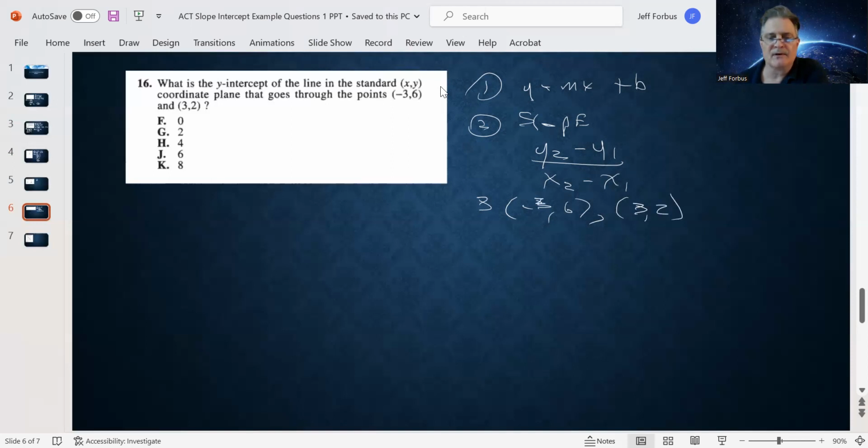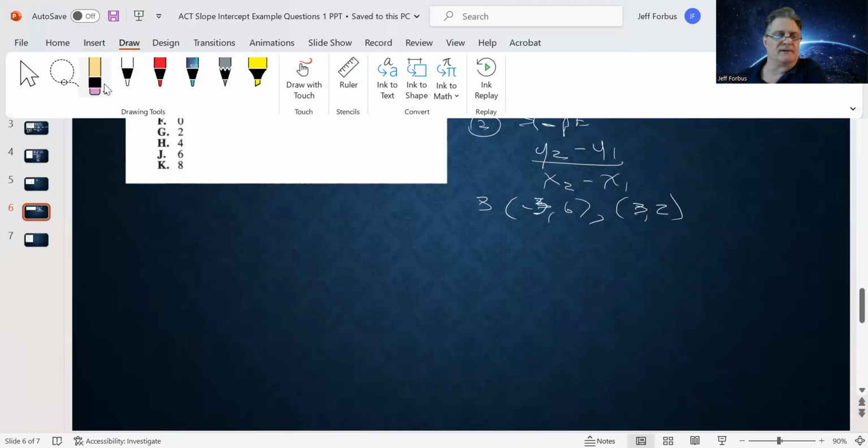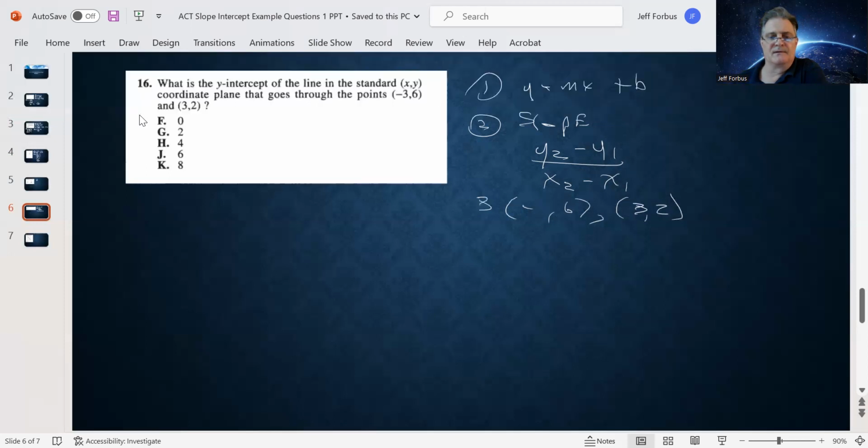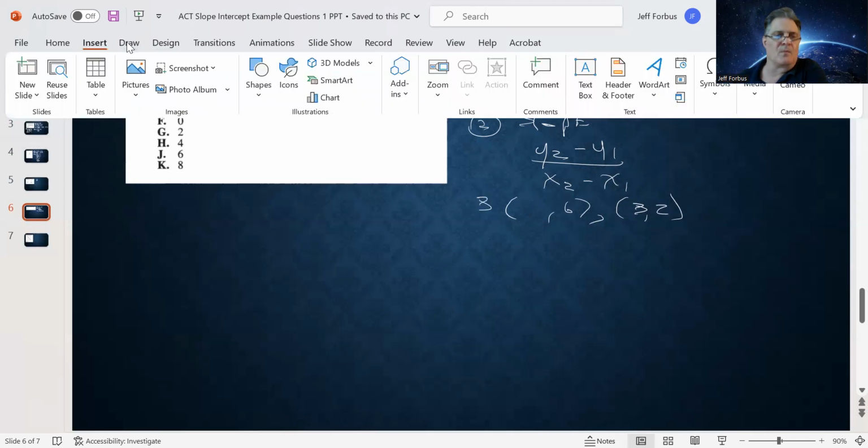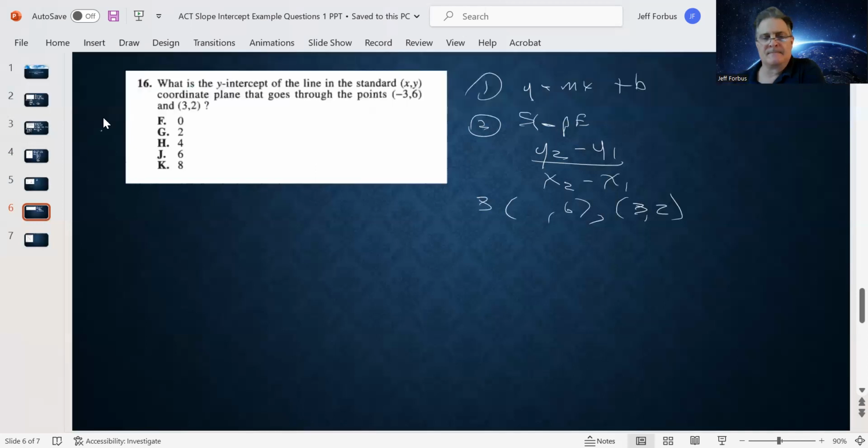Let me make that a little bit better. Let me get my eraser and fix that. Oh, much better. Okay. With that being said, I just chose my points to be x sub 2, y sub 2, and x sub 1 and y sub 1. Now you can figure out the slope easily.